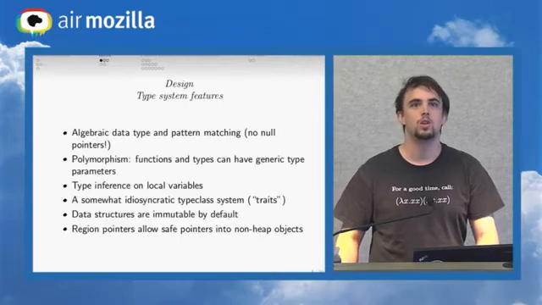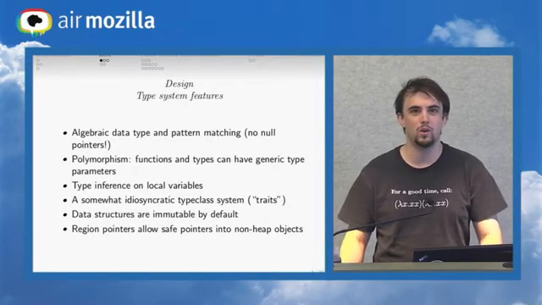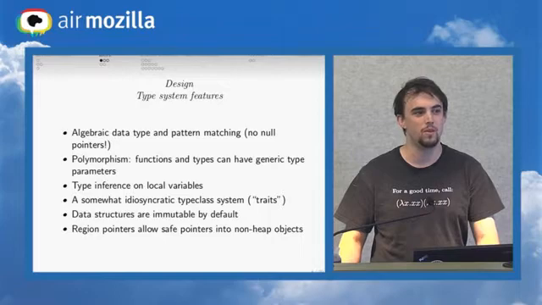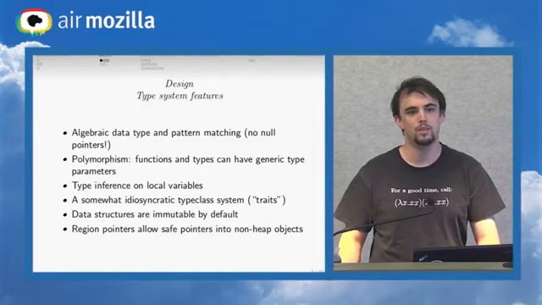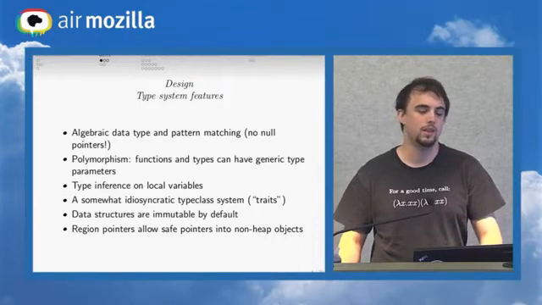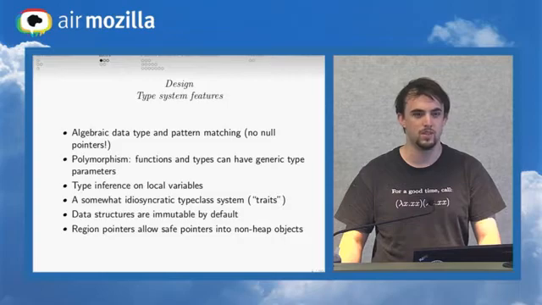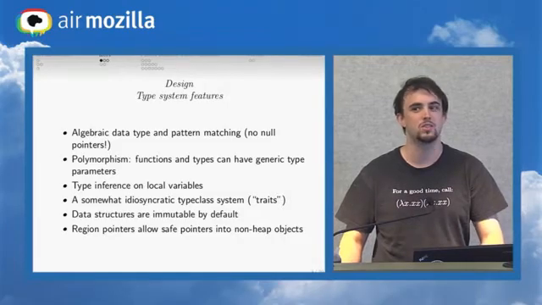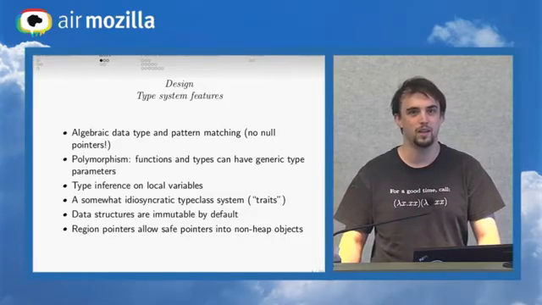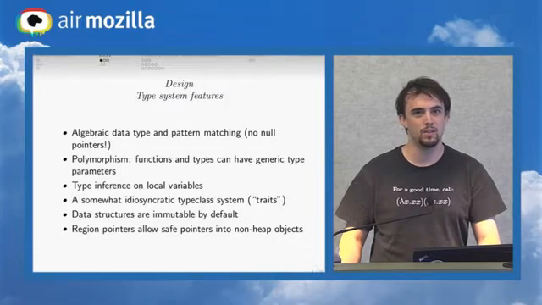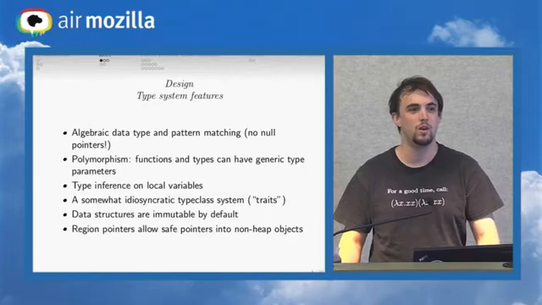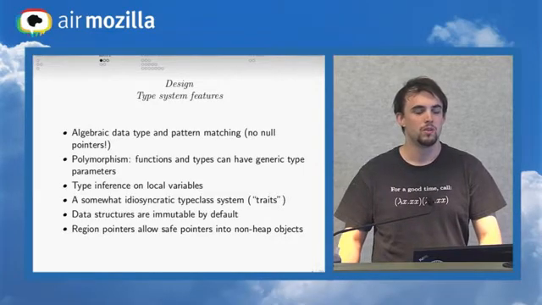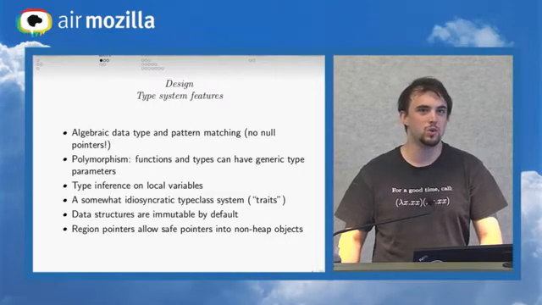Okay, so some things that we have in Rust: we have algebraic data types and pattern matching, so we don't have any null pointers. And it makes it very easy to represent things like, in the compiler at least, syntax trees, and lists are very easy to work with, and optional data. We want polymorphism so that functions and types can have type parameters, so you can easily write a function that operates over lists of any sort of data.